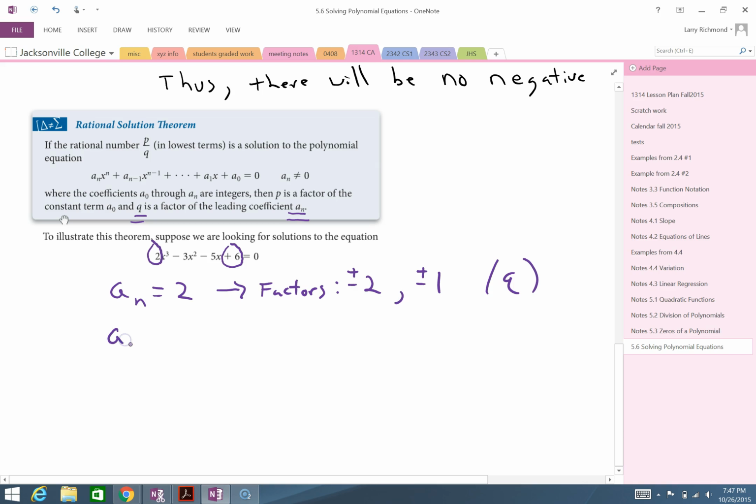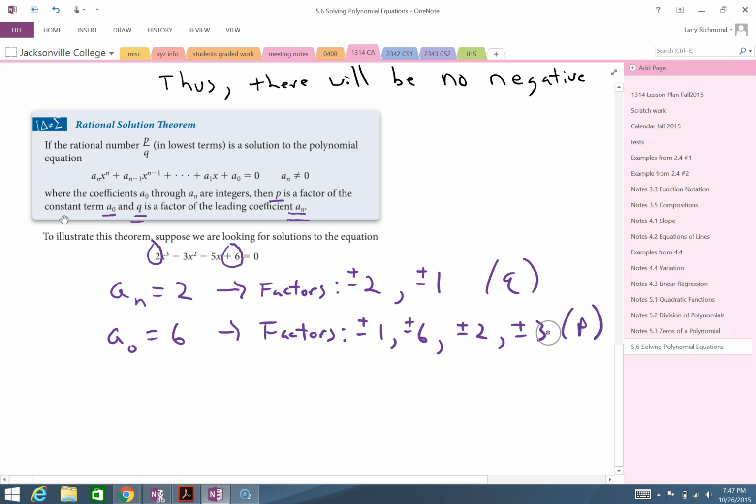Now we're looking at our a sub 0, or a naught. A naught is our constant, this number 6. We want the factors of 6. Well, 6 is clearly 1 times 6, and again, it can be positive or negative. And 6 is also 2 times 3. Plus and minus 2, plus and minus 3. Here's what this is telling us: p is a factor of a naught. So these numbers here are our possible values p.